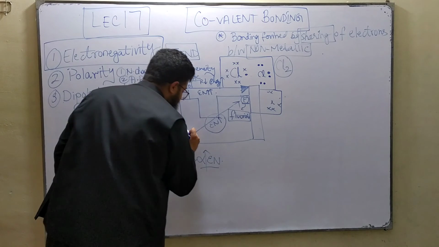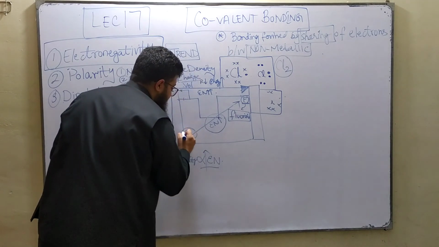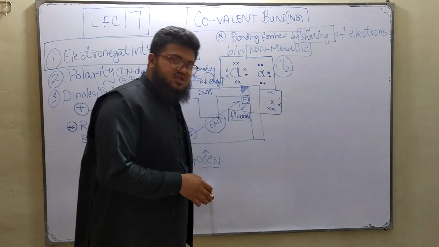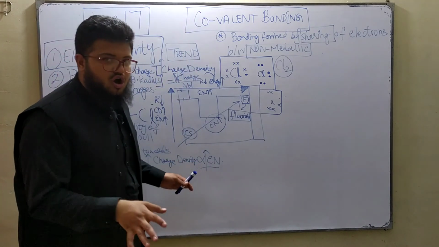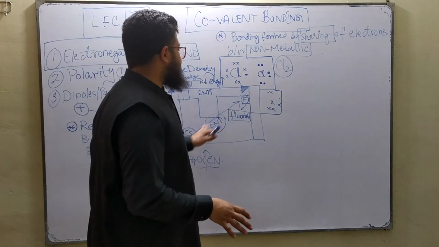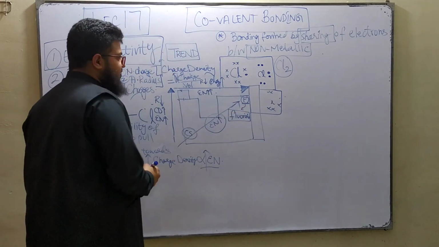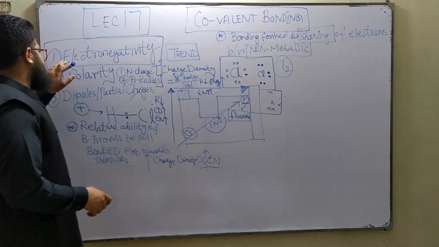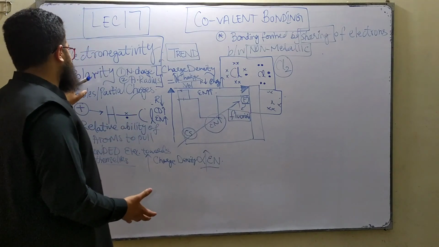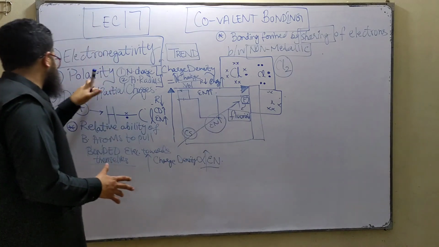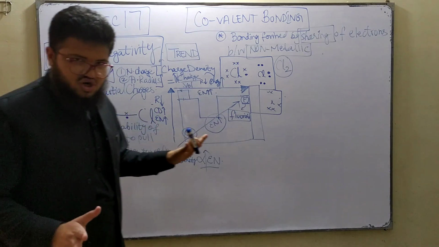And what's the least electronegative? It's going to be cesium of group 1. Not francium because it's radioactive and we do not talk about francium. So cesium to fluorine. So this was the trend of electronegativity and the concept of electronegativity. After this, we are going to talk about polarity and then we are going to talk about dipoles and partial charges. Thank you.